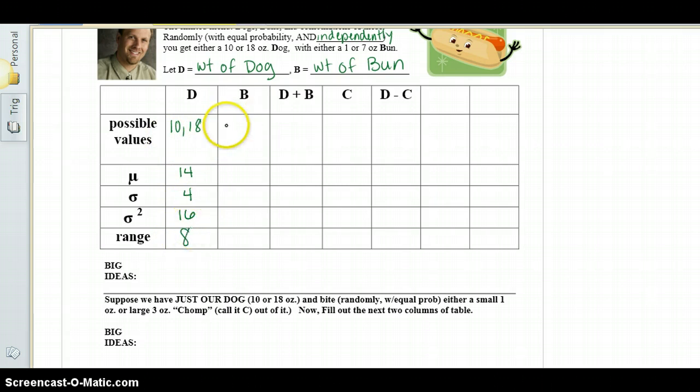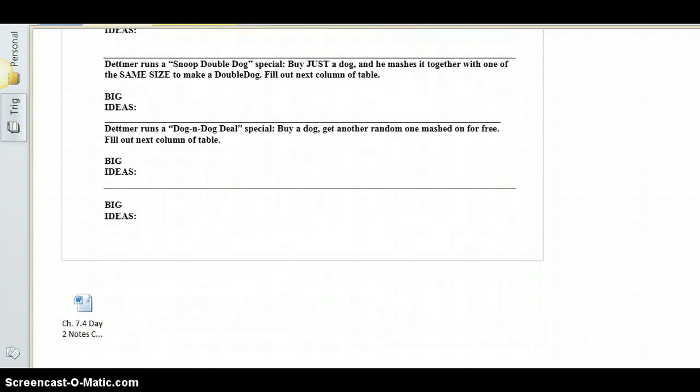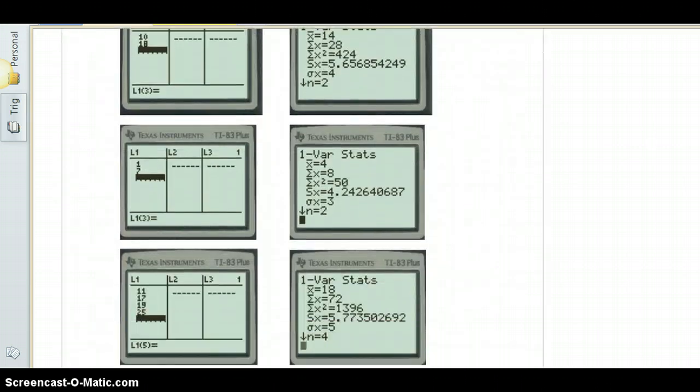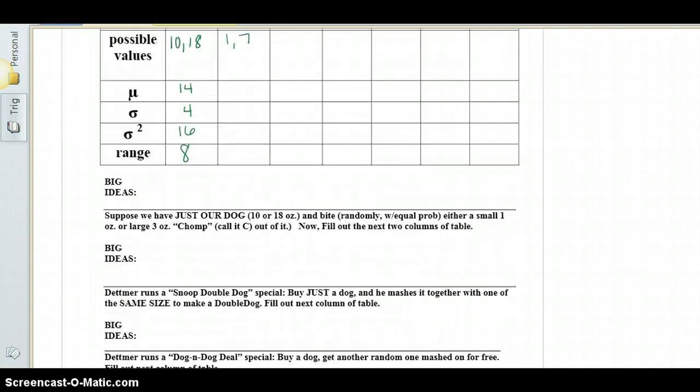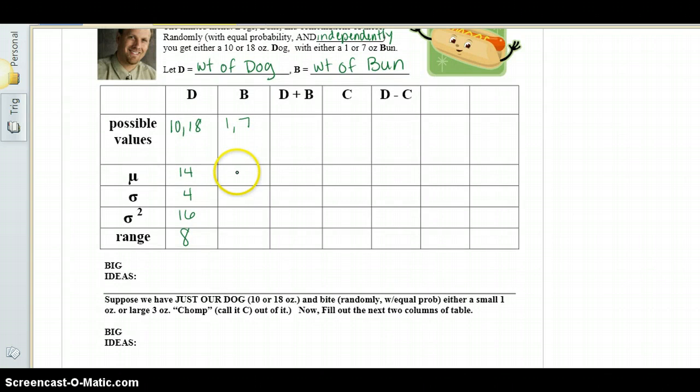For the buns, the possible values are 1 and 7. Again, you can average them yourself, but since you need the standard deviation, if you put it on your calculator, the mean would be 4 and the standard deviation would be 3. The variance then would be 3 squared, or 9, and the range would be 7 minus 1, which is 6.